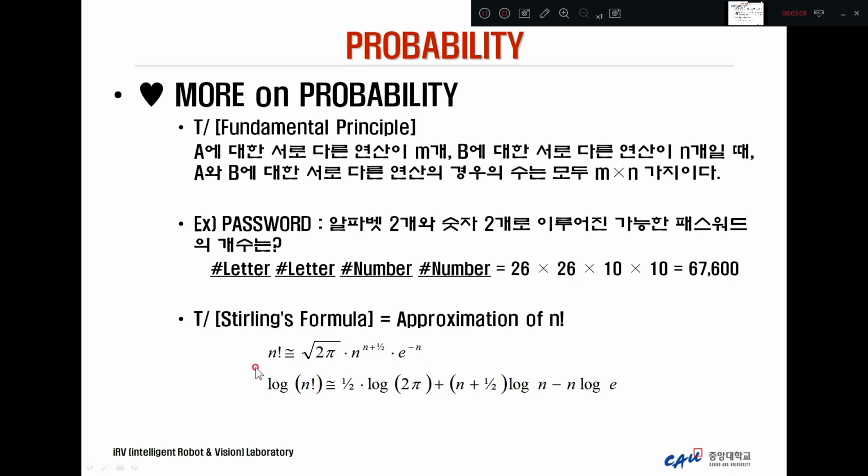Because this number is huge, we will take the logarithmic function with base 10. So log n factorial approximately equals 1 over 2 multiplied by log 2 pi plus bracket n plus 1 over 2 log n minus n log e. So this is the approximate number of n factorial.